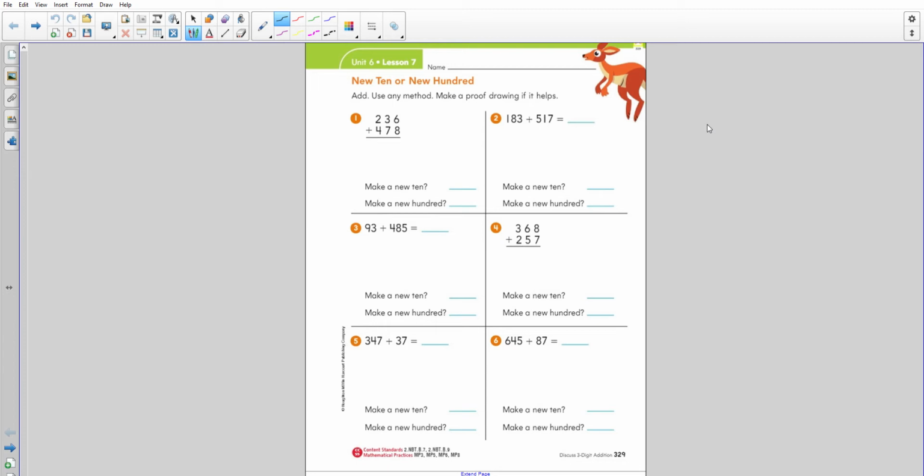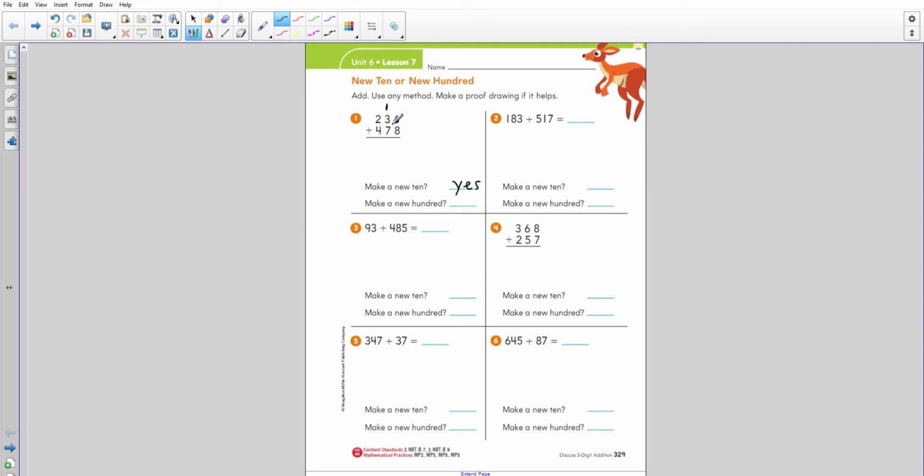So let's take a look on page 329. If you take a look with me at number 1, here's the equation: 236 plus 478. So before I do any adding, I'm going to go ahead and answer the questions down here with a yes or no. I'm going to take a look here in the ones. I know if I have more than 9, meaning 10 or more, it's going to give me a new 10. So let's see, 6 and 8. I already know if I look at the number 8, I'd only need 2 more to get a new 10. So will I get a new 10? Yes, I certainly will. I'm going to even put it right here so I don't forget it.